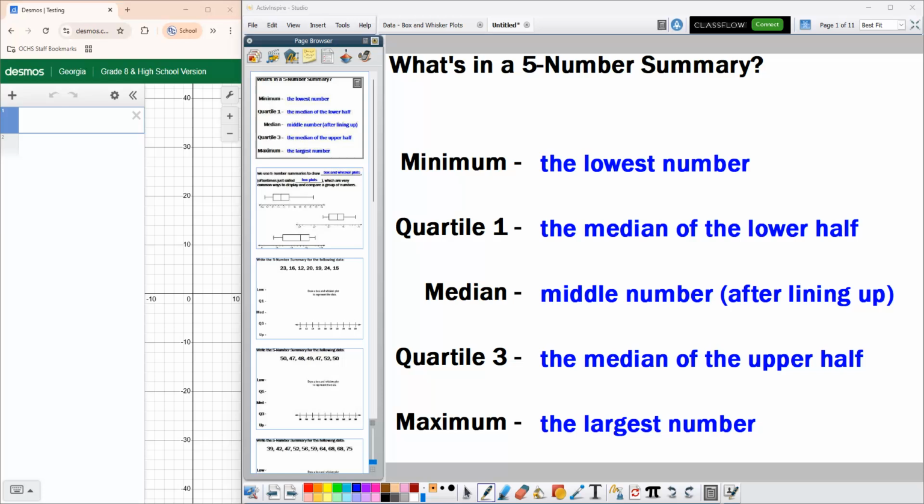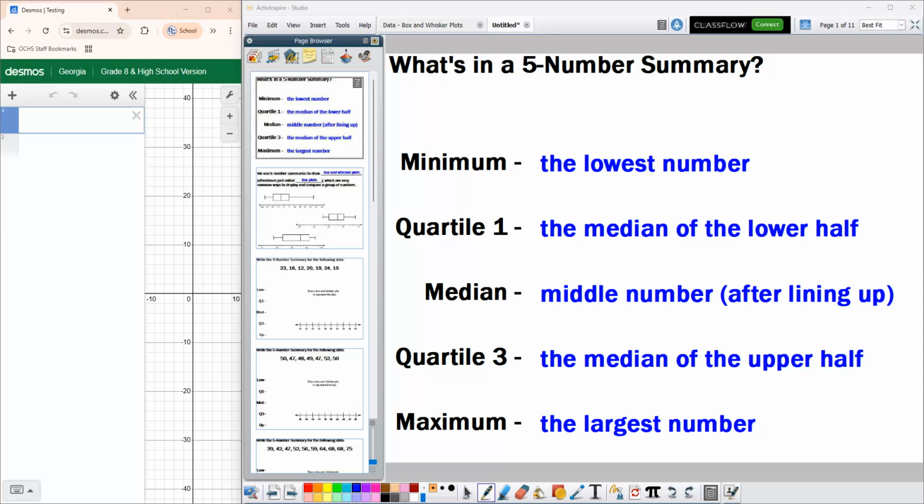Going to be talking about box plots. First thing we need to know is the 5-number summary. Scribble these down, please. You guys know what a median is. It's the middle number after you line them up least to greatest. Minimum, sometimes called the lower extreme, is the lowest number. Maximum is the largest number, or the upper extreme.